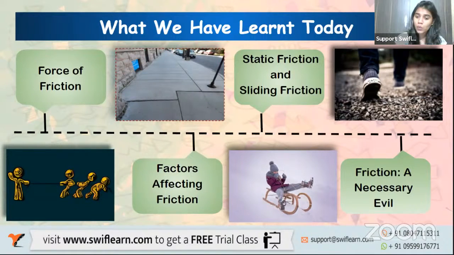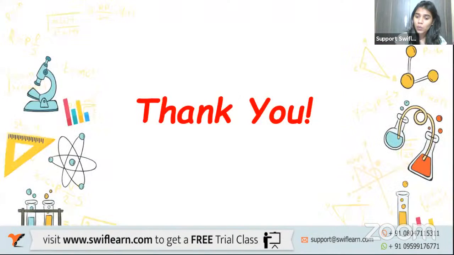But it is evil because there are a lot of disadvantages. The soles of the shoe get damaged because of friction. You lose a lot of heat energy in machineries because of friction. Wear and tear of machinery parts happens because of friction. So these are some of the disadvantages of friction. That is why friction is called a necessary evil, because it's very necessary, but it has a lot of disadvantages as well. So this is all for today's session.